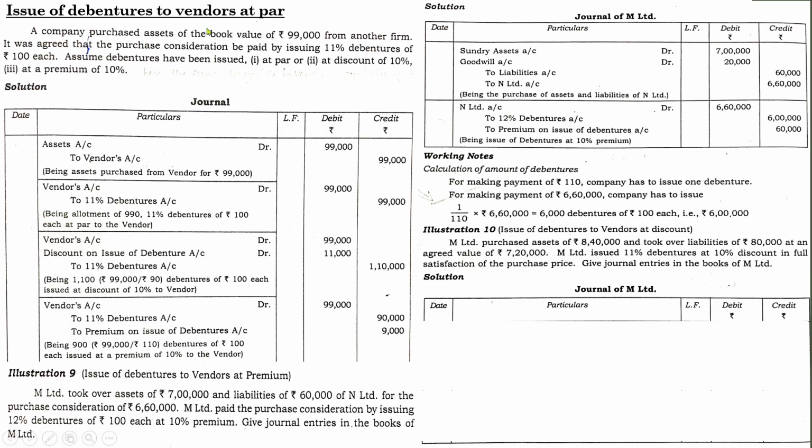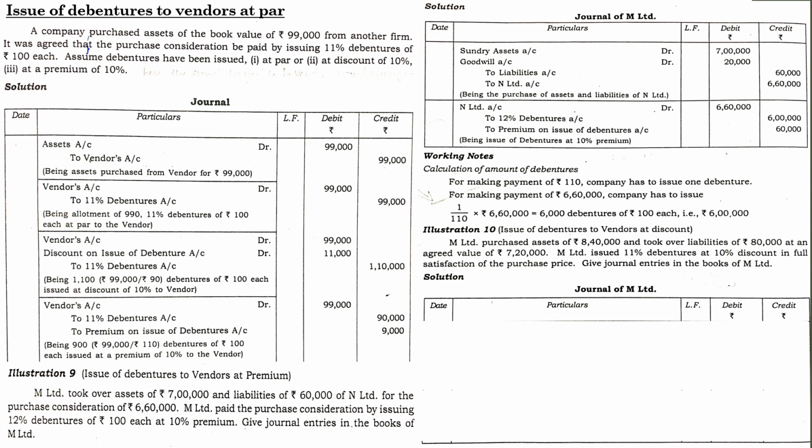Previously we discussed the issue of debentures to vendor at par, at premium and at discount. Actually this question was given as an activity. Anyway, let us go through the concept. M Limited purchased assets of 8,40,000 and took over the liabilities of ₹80,000 at an agreed value of 7,20,000. So the agreed value is the purchase consideration.